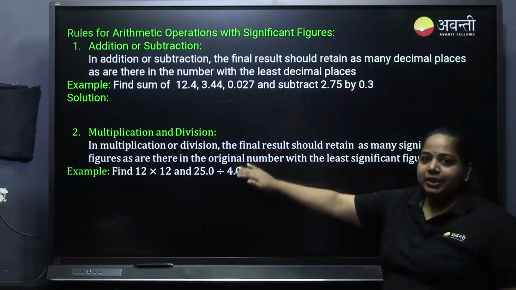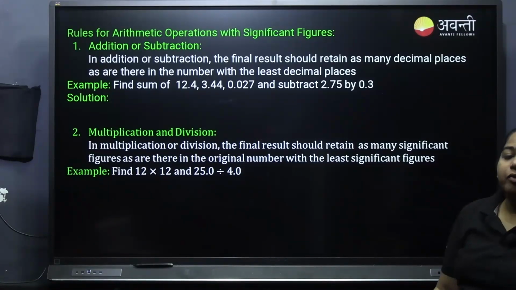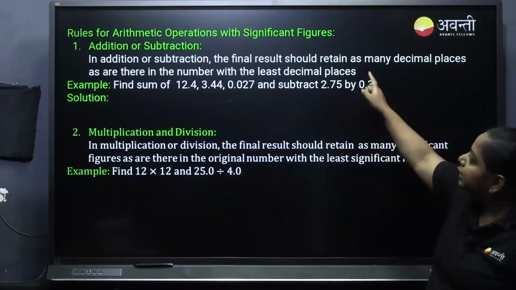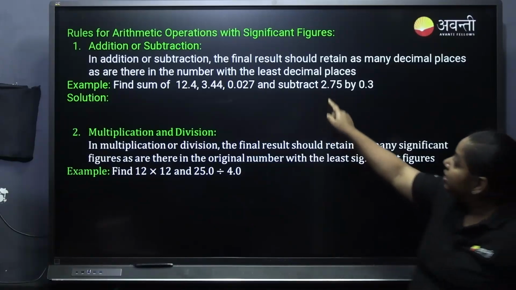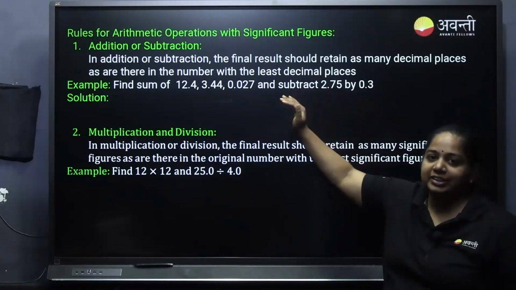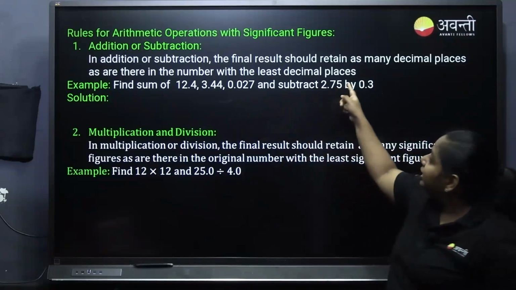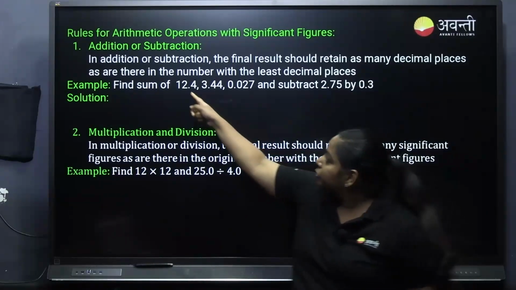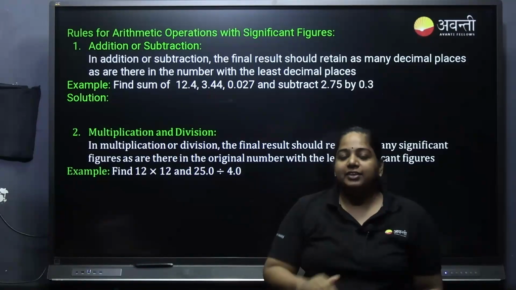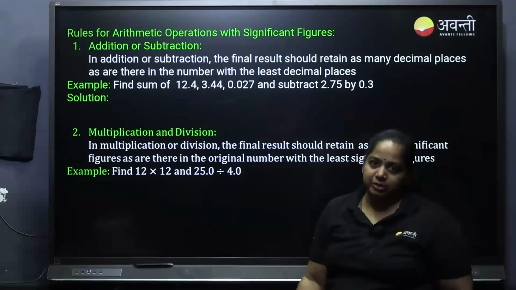Now, doing arithmetic operations like addition, subtraction, division, multiplication, how do we find the significant digits of the answer? For example, if we are doing addition and subtraction, we will see the number of decimal places, not significant digits. Among these values, the least number of decimal places is for 12.4, only one decimal place. So our answer should also have only one decimal place. That is in the case of addition or subtraction.